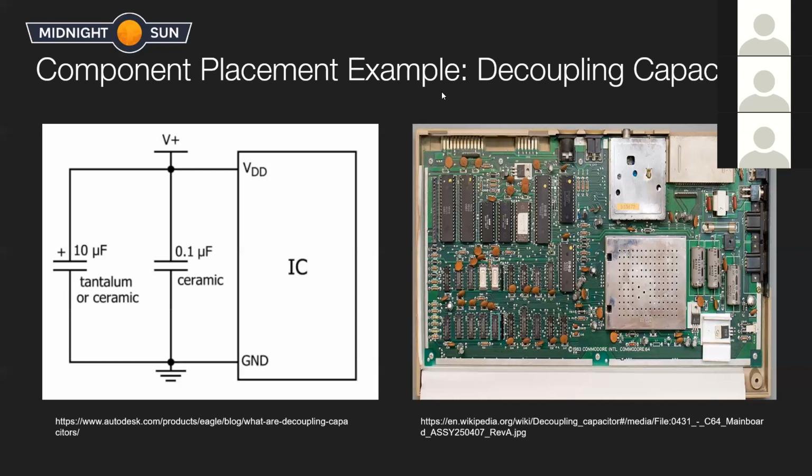So for example, if you had a decoupling capacitor, you want to place it as close to your IC as possible, just because the further it gets, the less effective it is. And you also want to try and keep it generally close to either your voltage source or ground as well. This is just one example of something you would consider if you were laying out components. So one would be the decoupling capacitor.